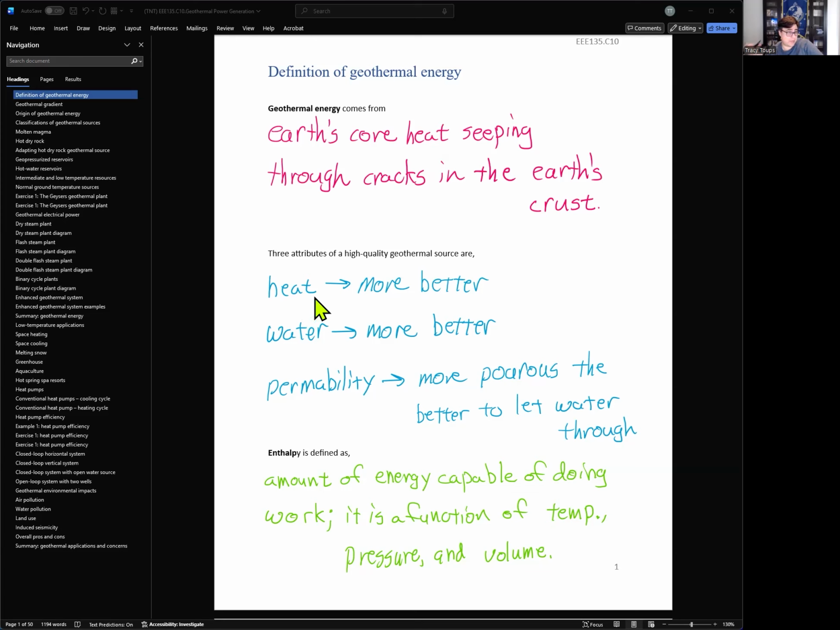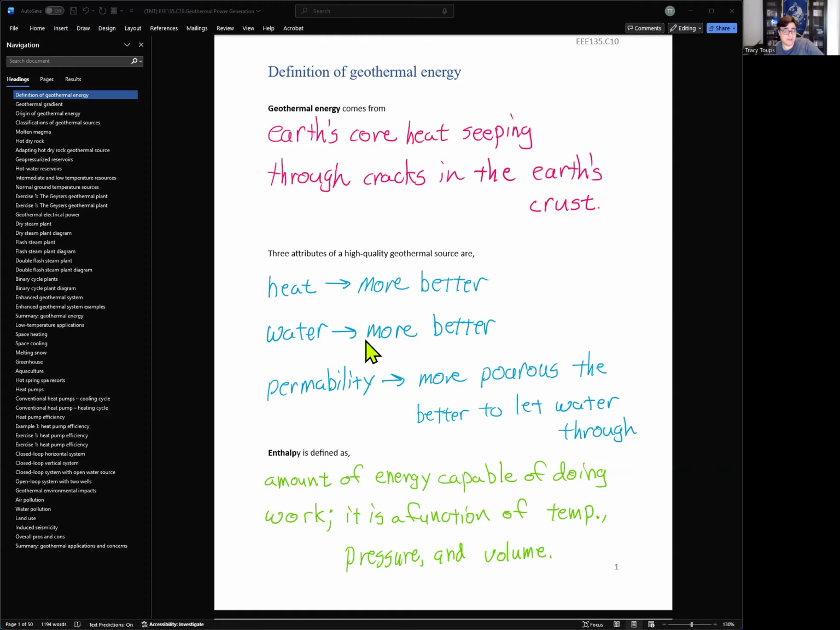Another thing we need is water. Remember, we need to take the heat from the ground and bring it up to the surface to put it in the generator. Water will almost always be the best way to transfer heat. You put water in a very hot geothermal site, it turns into steam, pump the steam out, go to the turbine, and it will spin a generator. Okay, so we need to have a good amount of heat. We need to have water, the more the better.